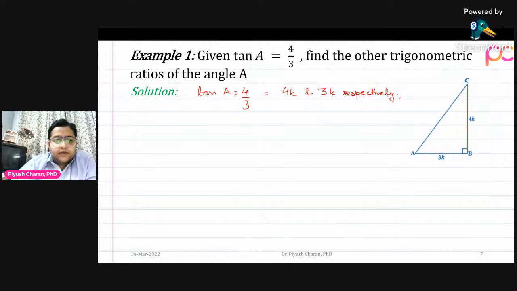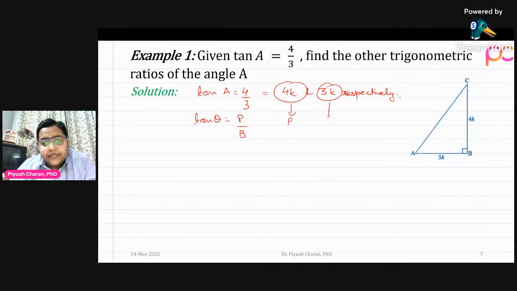So according to the question, since we all know that tan theta is equal to the ratio of perpendicular to the base, this 4k will represent the perpendicular height, and 3k will represent the base distance. As you can see in this figure also, we have marked BC as 4k, the side opposite to angle A. Similarly, the adjacent side, the base to angle A, will be 3k.